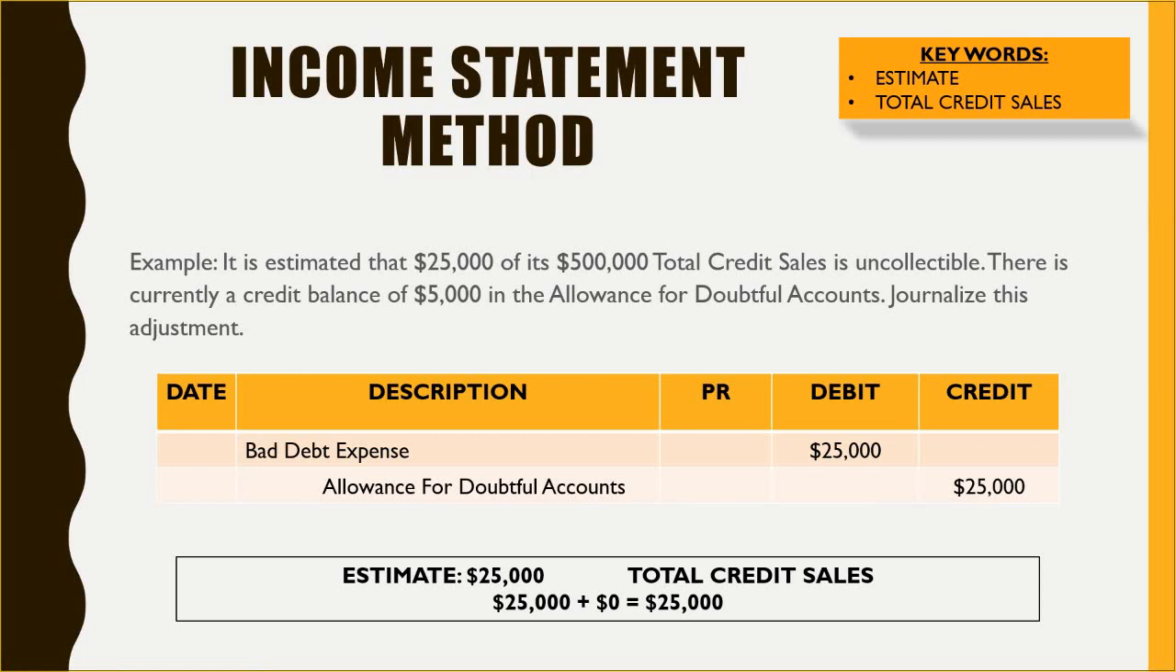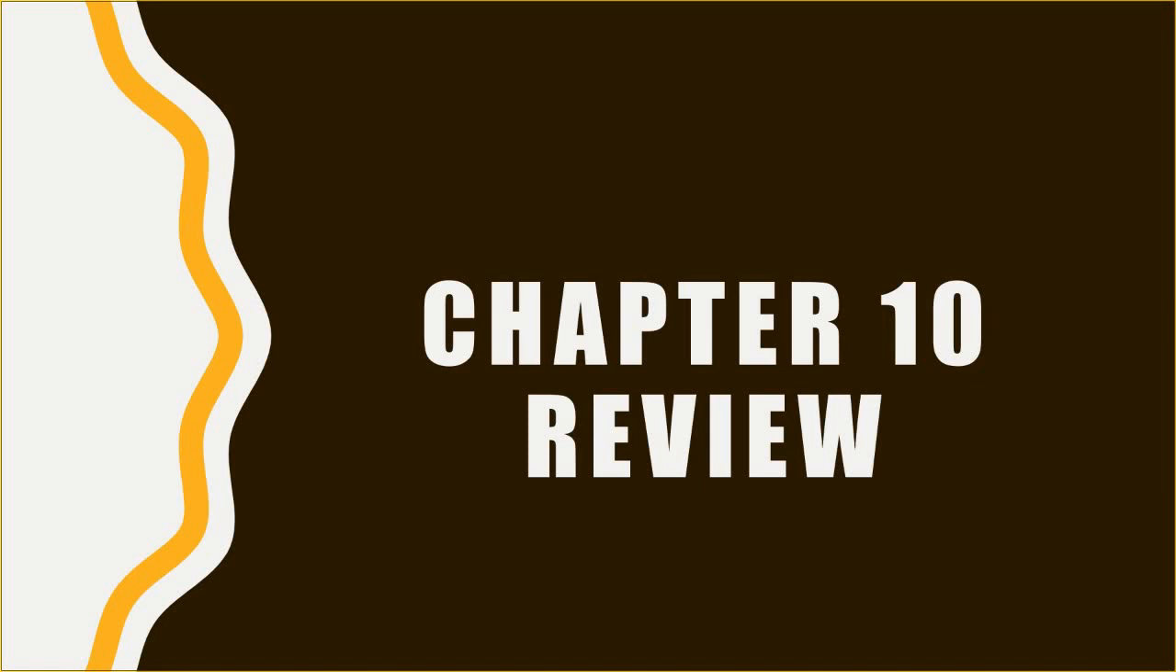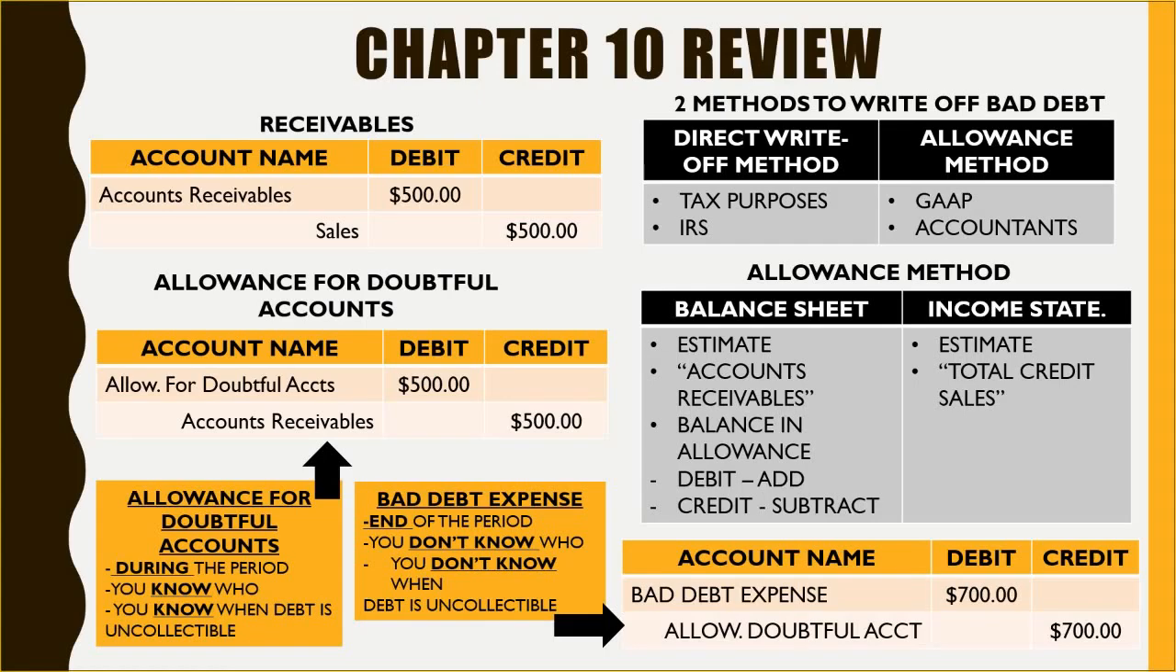Any questions in regards to bad debt? Because here we are, chapter review. We learned about the allowance method, about having receivables. Again, the allowance method is usually done during the accounting period, when a customer fails to make a payment. You'll know exactly when, you'll know exactly who, and you know exactly how much. So in this case, this number derives from all the amounts that are not being paid.